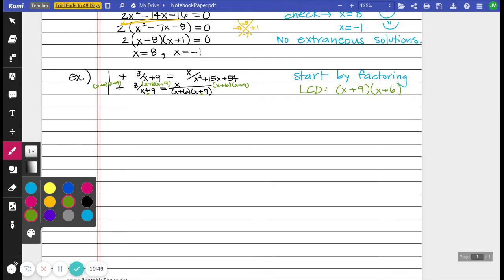And we still look for what cancels, right? I see that in the first thing, nothing cancels. Here, the x plus 9 cancels. And here, everything cancels. So here's what we've got. That's what I'm seeing. And that's the equation that we're going to work towards solving.